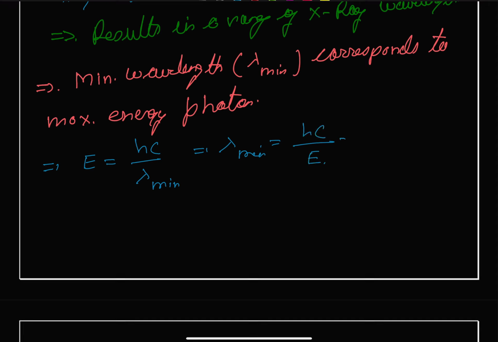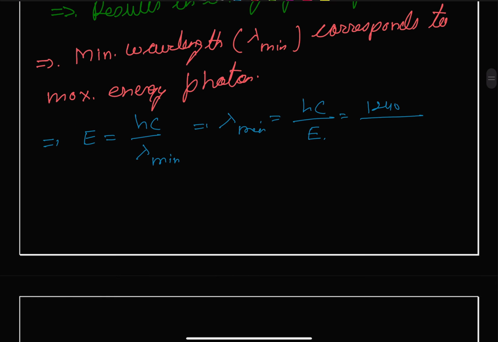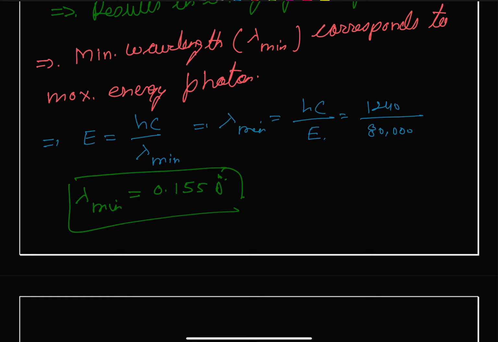And in terms of electron volt, our hc is 1240 and energy is 80 kilo electron volt. So this comes as 80,000 electron volt, and we get lambda minimum equal to 0.155 angstrom. So a continuous spectrum is there, but having a minimum wavelength of 0.155 angstrom.